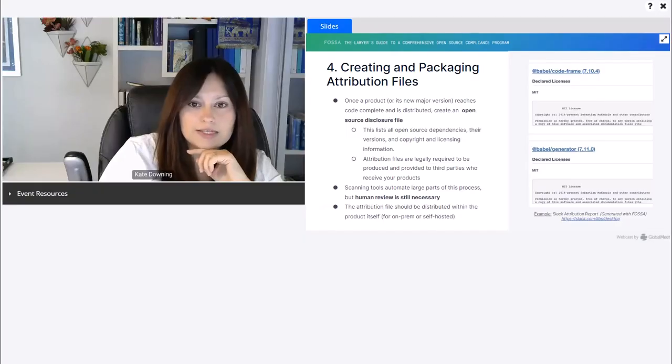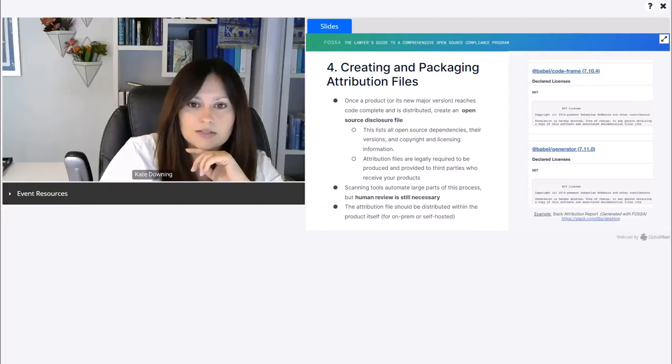We talked about creating and packaging attribution files. Hopefully this is something your scanning tool helps you do. We've got a little example of what this looks like on the right, where you have the name of the package, the version, and the license, and you reproduce the license and the copyright information. Ideally, your scanning tool is helping you do this.